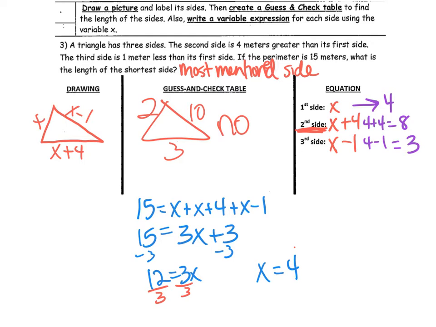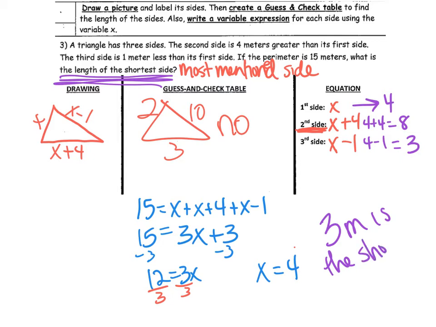What is the length of the shortest side? What number is the smallest? So 3 meters is the shortest side.